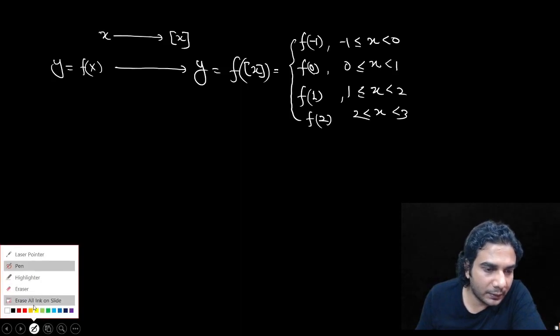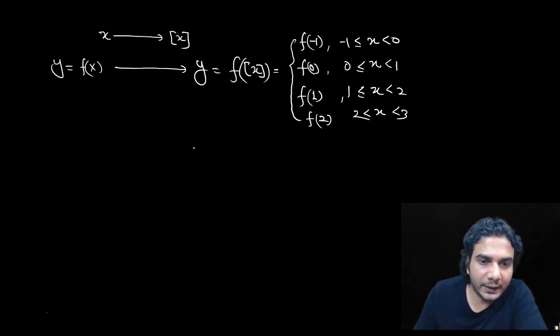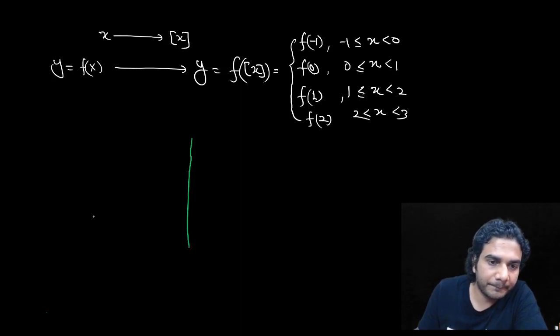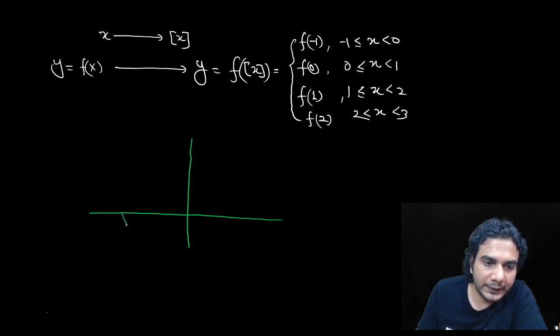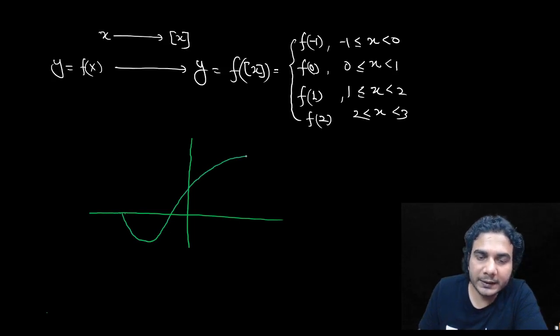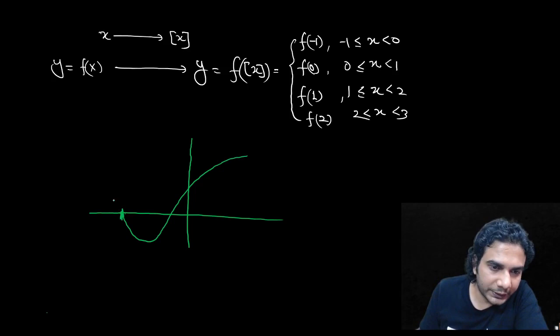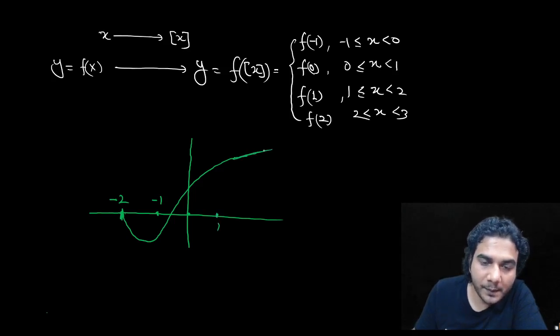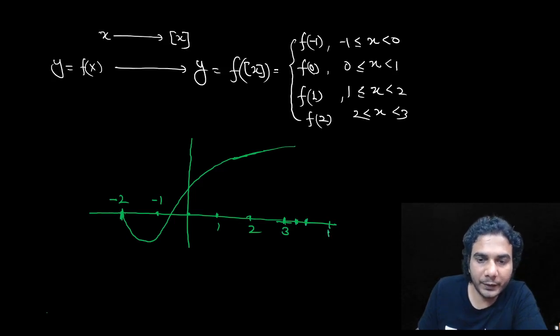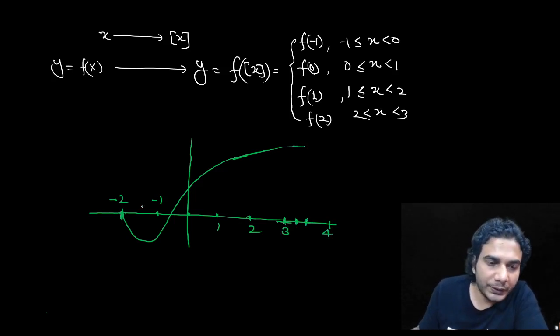Let's take that base graph which we were taking. Accordingly, you can plot. So say this is the graph. But in this graph, I need to mark integral points now. So say this is minus 2 and say this is minus 1. You know, this is 0. So this point is 1. So this point is 2. You need to mark these points on the x-axis, 3. All right. And then the graph will end here between 3 and 4. Right.